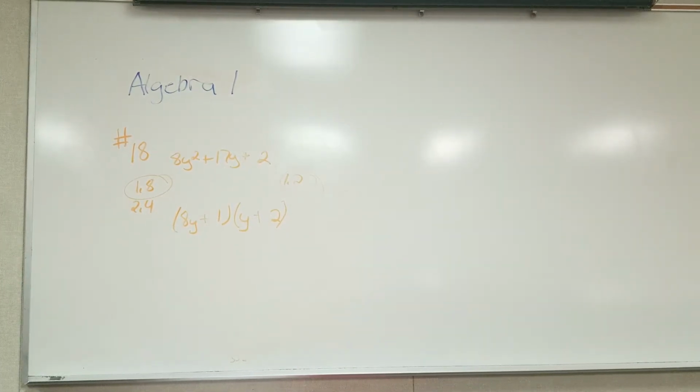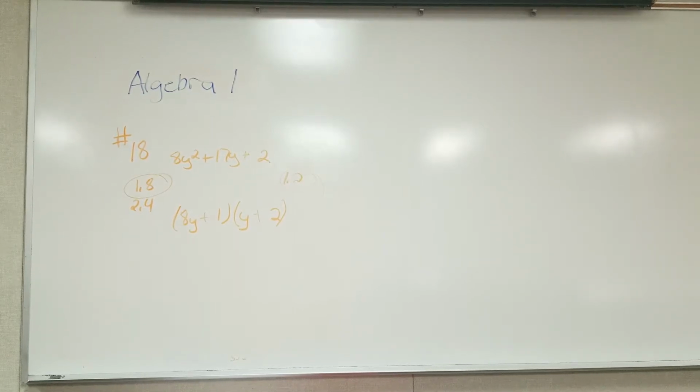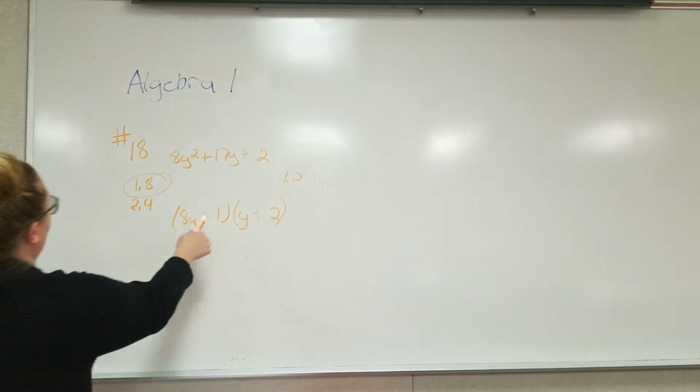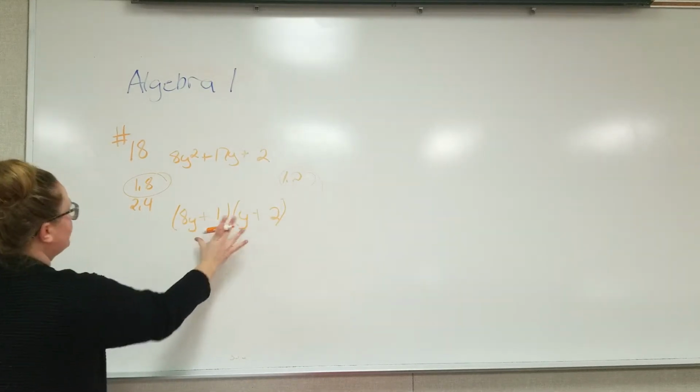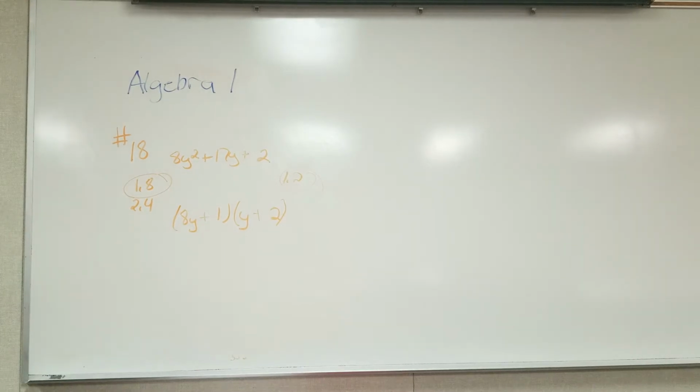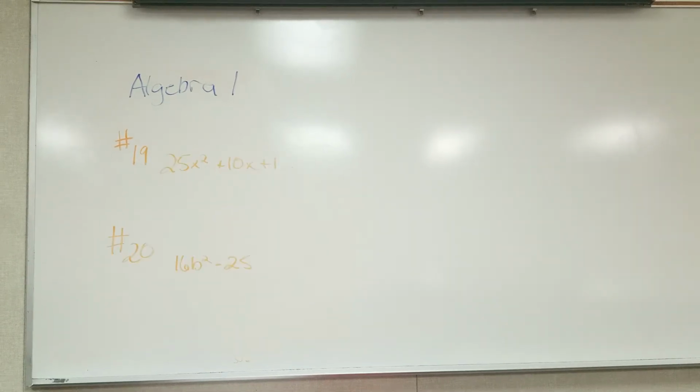Watch where you put your second factors. If I had put the 2 here, it wouldn't work because these 2 never multiply in FOIL. It has to go across from it or in the middle so that it multiplies by each other.